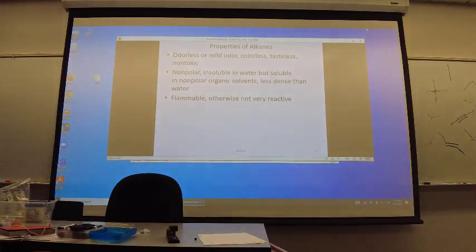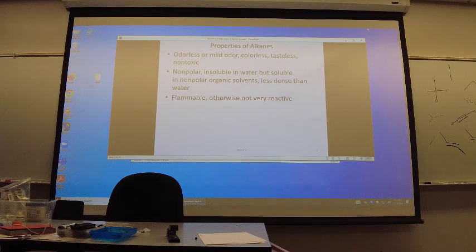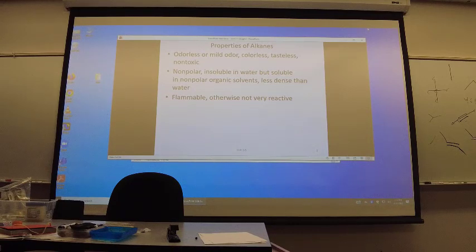So, alkanes, which means what? Are these guys alkanes or are these alkenes? Okay, so we're going to just talk about alkanes for a second. They're basically odorless, mild odor, they're colorless, tasteless, non-toxic. Now, the main thing is that they're insoluble in water, okay? But they're soluble in other things that look like them.